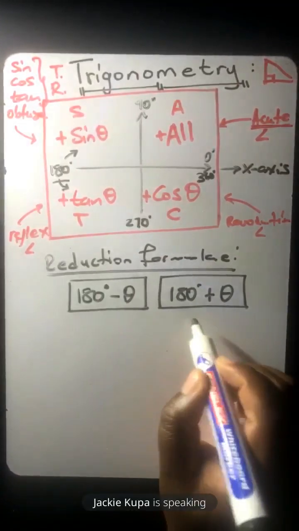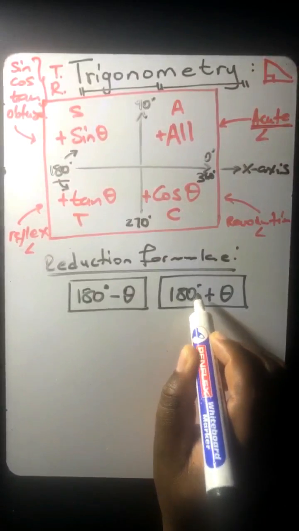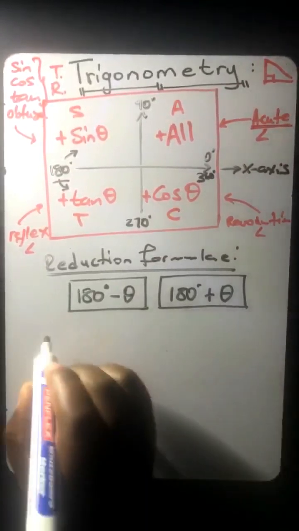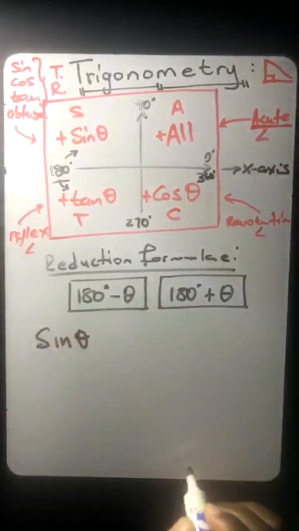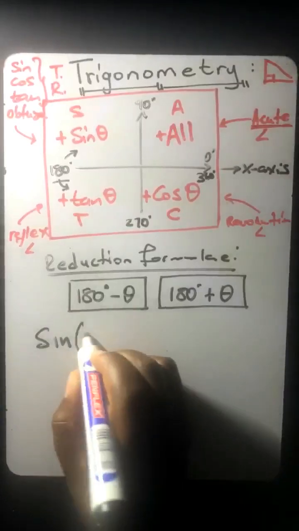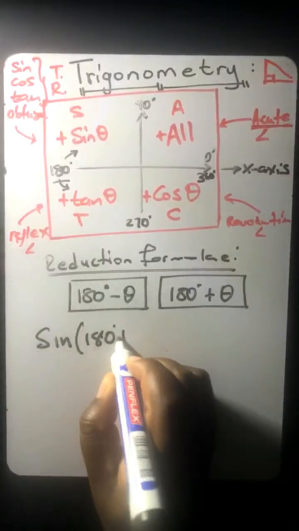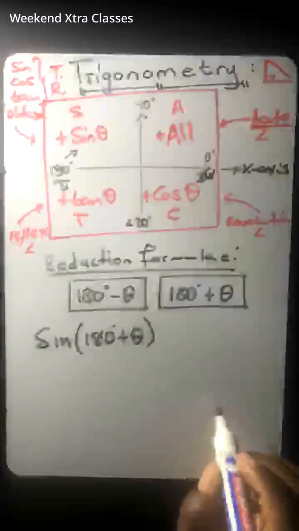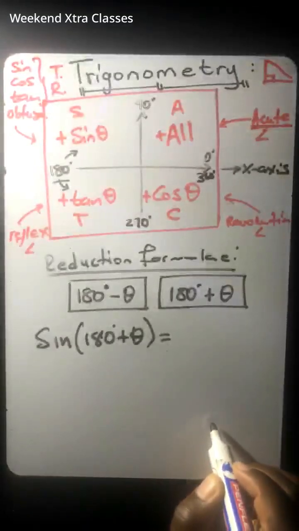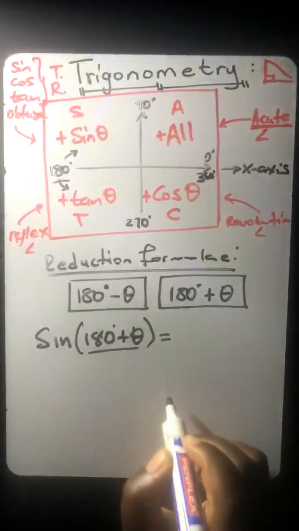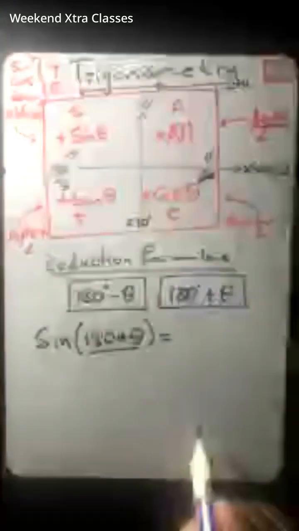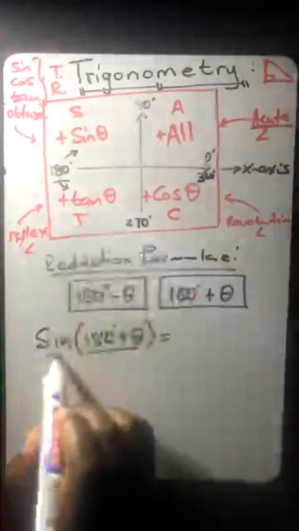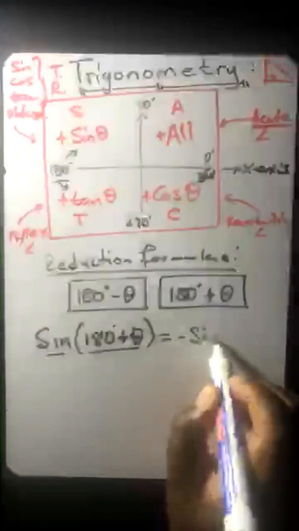Okay, let's see. So now we have 180 degrees plus an angle. So that means let's test it. Let's maybe start with sine of 180 degrees plus an angle. You're going to ask yourself, in which quadrant does this fall? It falls in the 180 plus, being the third quadrant. So in the third quadrant, is sine negative or positive? It's negative because it's only tan that is positive. So that means you're going to have negative sine.